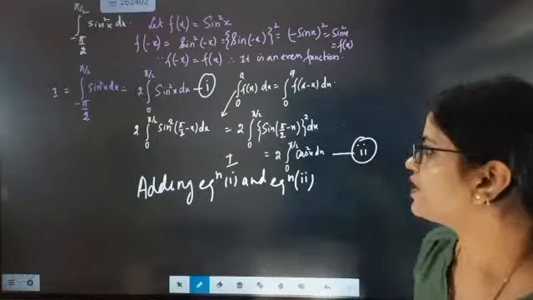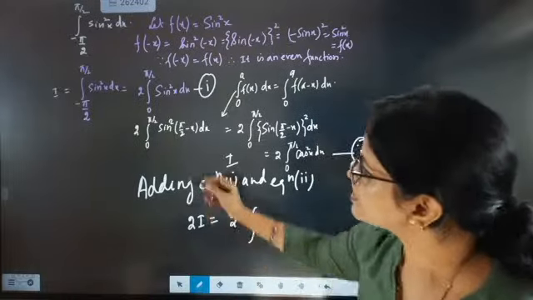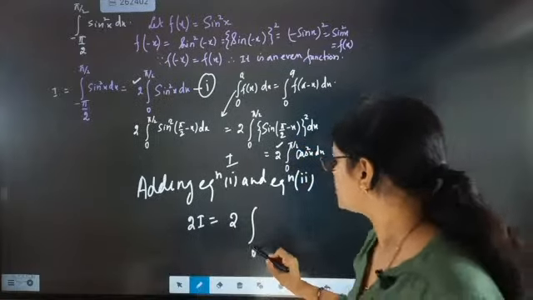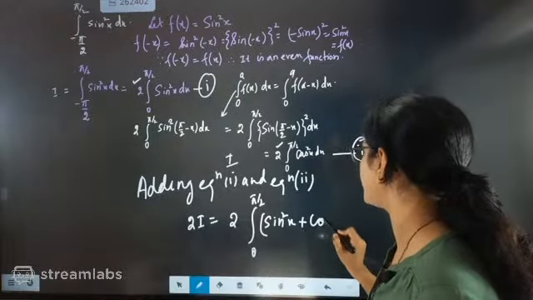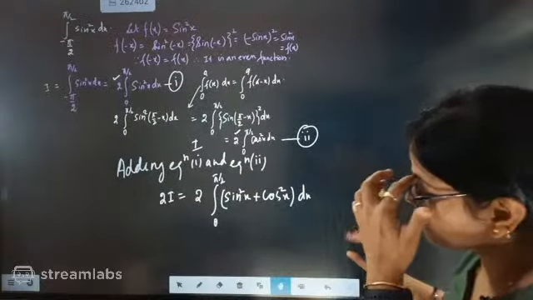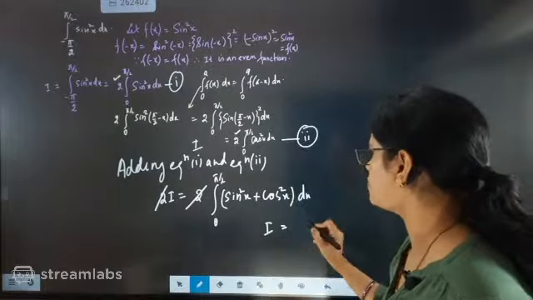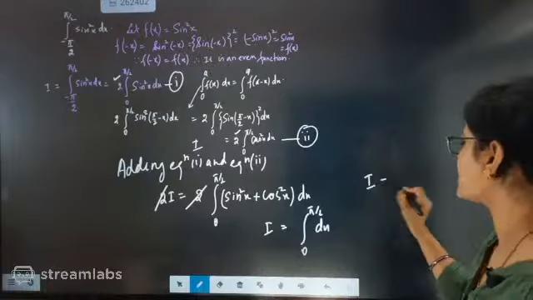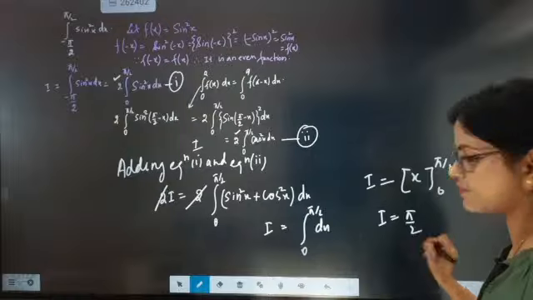When you add equation 1 and equation 2, 2I will be equal to 0 to pi by 2, sine square x plus cos square x dx. Now you know sine square x plus cos square x is exactly 1. So this is exactly going to kill the problem. So 2I is equal to integral 0 to pi by 2 of dx. Integration of dx will be x from pi by 2 to 0. So I is coming as pi by 2.